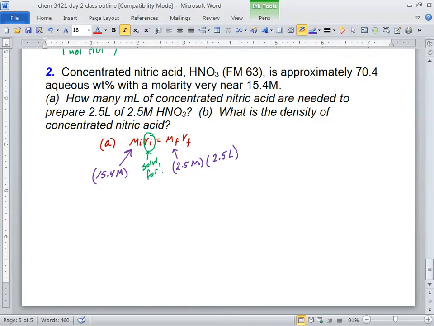Or you could change that 2.5 liters to milliliters right away, so you don't have to convert at the end.